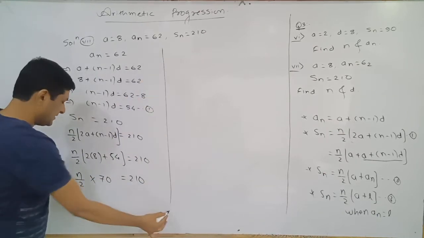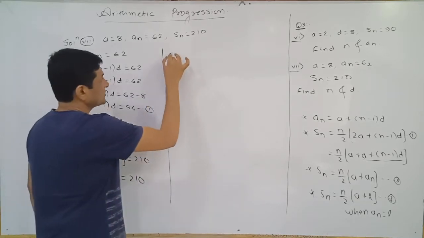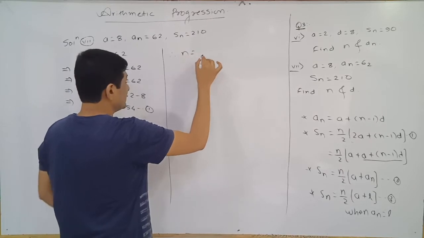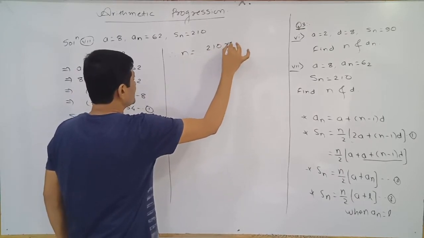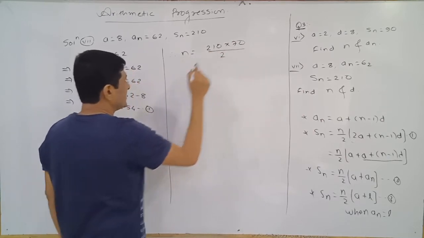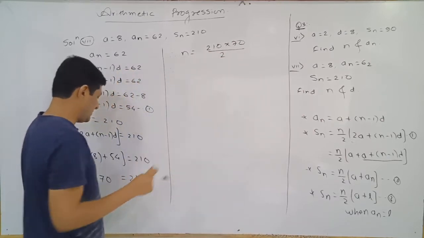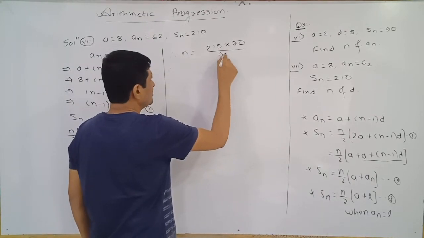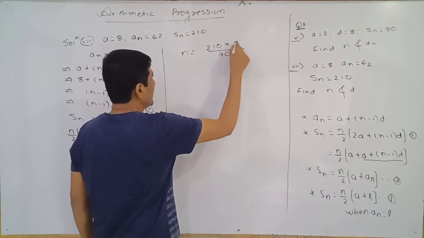So therefore let us simplify this equation. So therefore n is equal to, take 70 on this side, 210 into 70. 2 is dividing, so on this side it will get multiplied. 70 is multiplying, so it will get divided, and 2 is dividing, so it will get multiplied on this side.